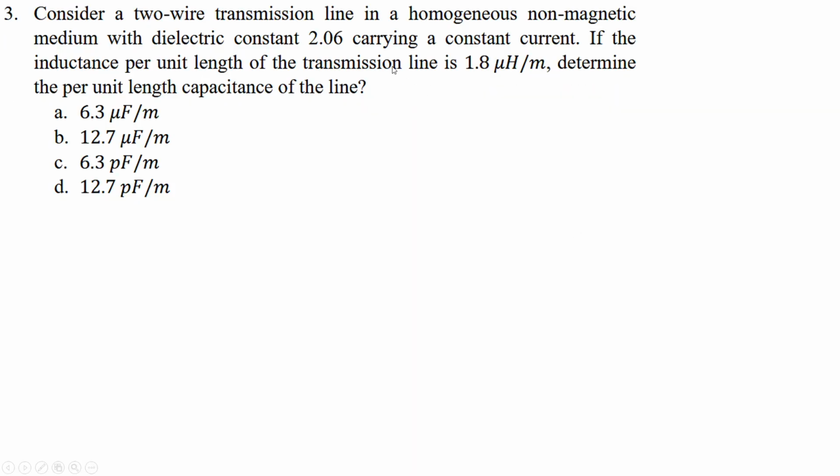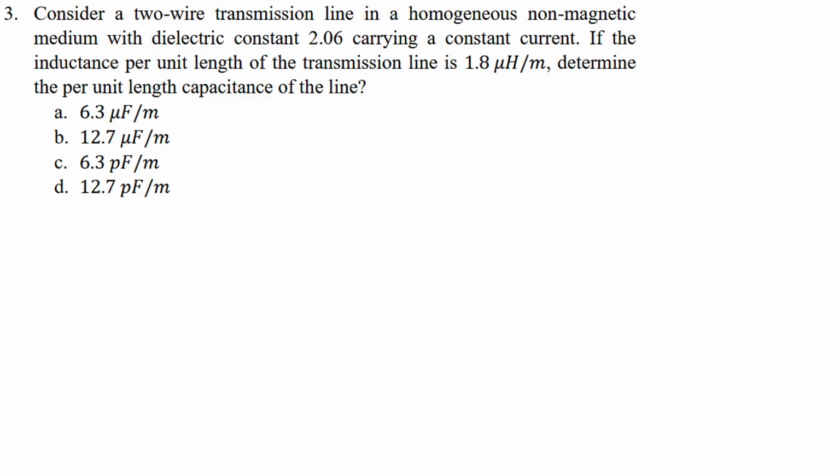So yeah, thankfully in this problem we don't have to use this gauge or mills. Consider a two-wire transmission line in a homogeneous non-magnetic medium with dielectric constant given as 2.06 carrying a constant current. If the inductance per unit length of the transmission line is 1.8 microhenry per meter, determine the per unit length capacitance of the line. I hope the question is clear.